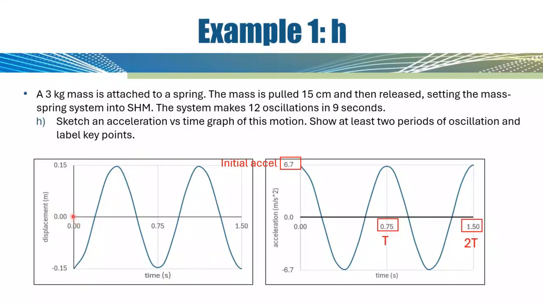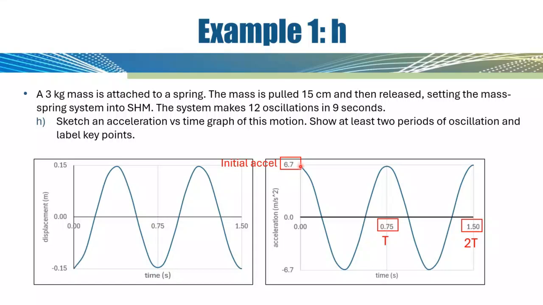We remind ourselves that we set the system into oscillation by pulling the mass down a displacement. This displacement is a negative value. And from Hooke's law, that tells me that the acceleration has to be positive. So now I know that it is a positive 6.7 meters per second squared, where this graph has to start.